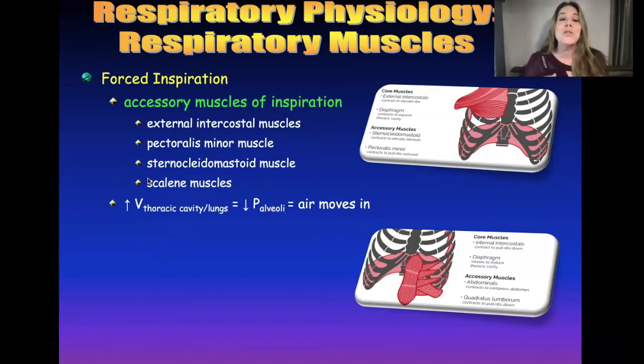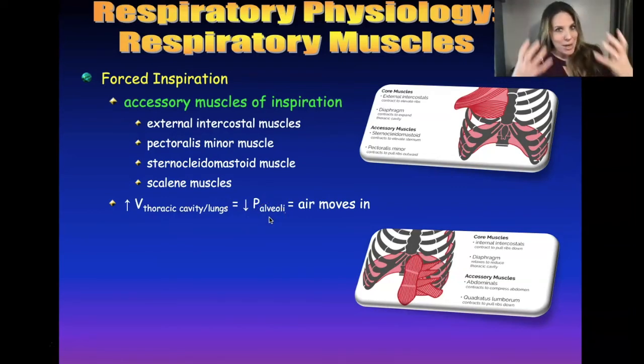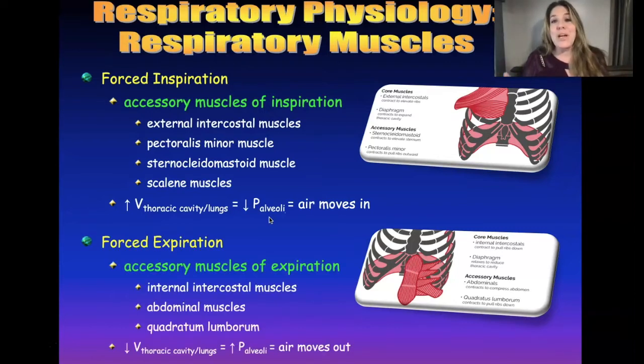So they're going to help to greatly increase the thoracic cavity and the lungs and greatly decrease the pressure in the alveoli. So we're forcing it in with the help of these muscles. That's going to really drive down the pressure in the alveoli, and that air is going to come in in a big way, right? Same thing with forced expiration, except in the opposite direction. So for forced expiration, we're going to really push that air out.